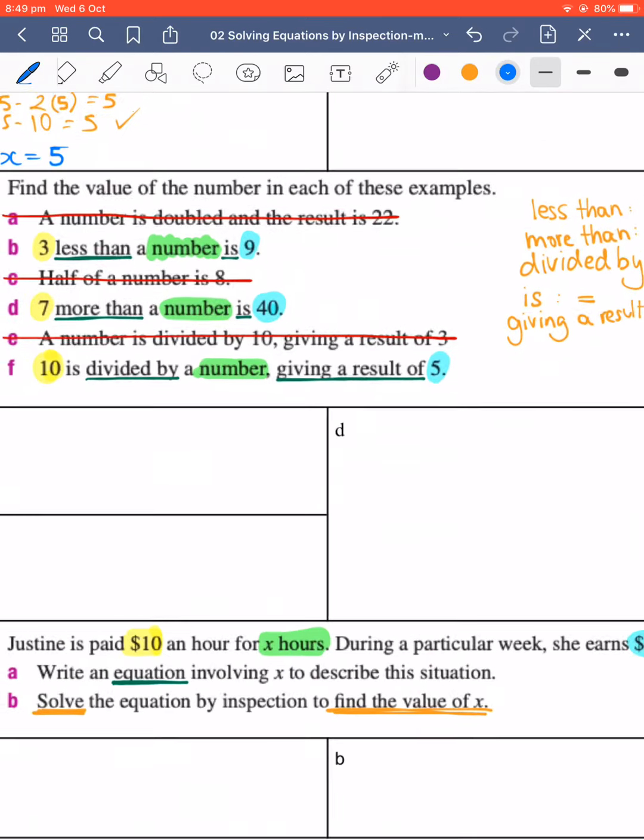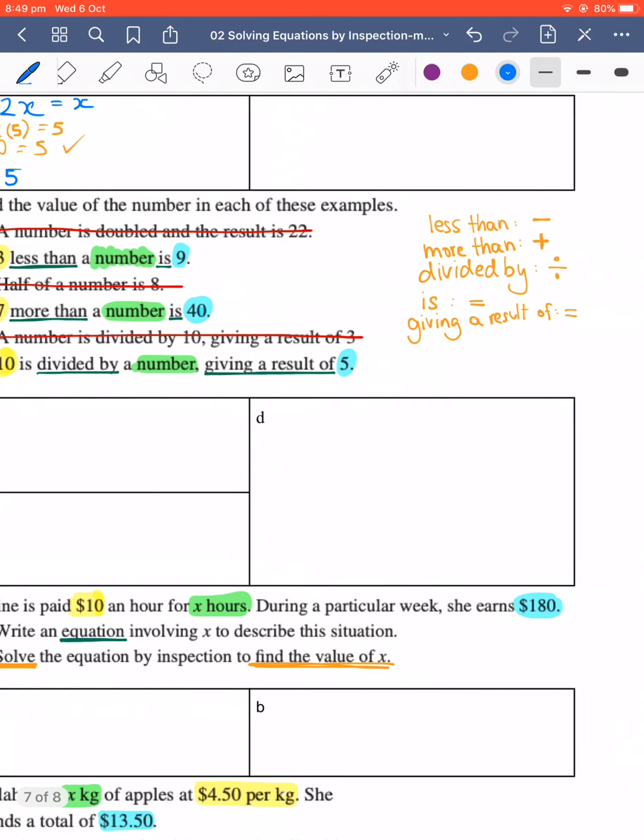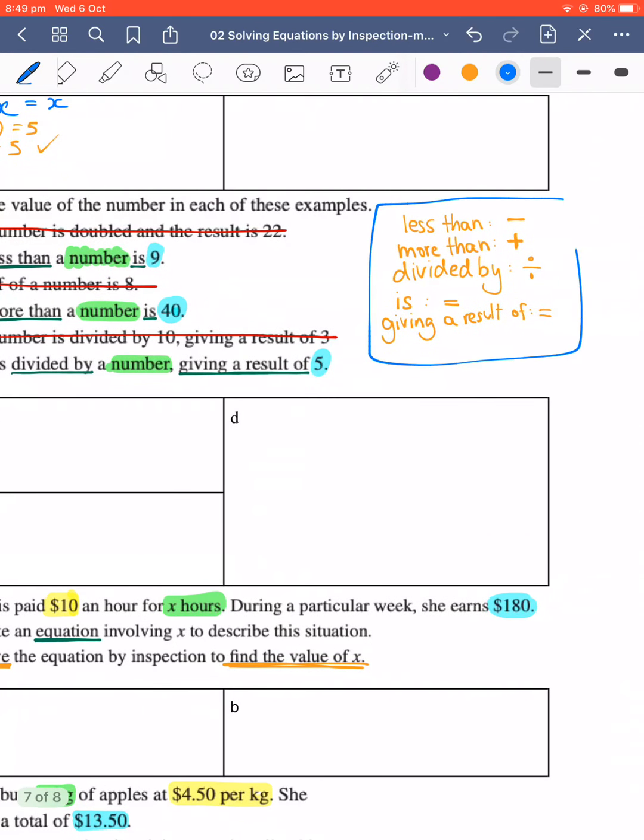Next question. So these are the worded ones. Just a couple of reminders on these. Less than means that I'm minusing. More than means that I am adding. If I am dividing something or divided by, that means that number has been divided. If the word is at the end of the sentence or towards the end of the sentence, that means equals, and giving a result of also means equals.